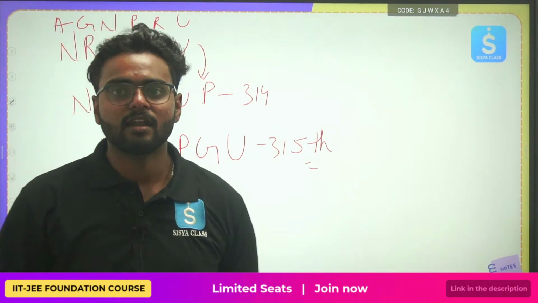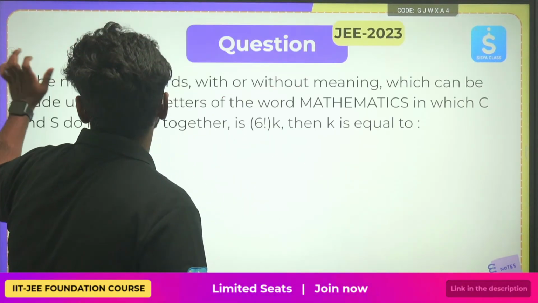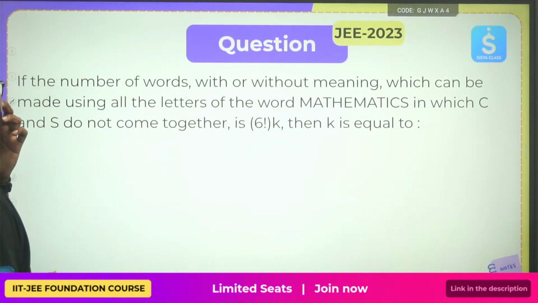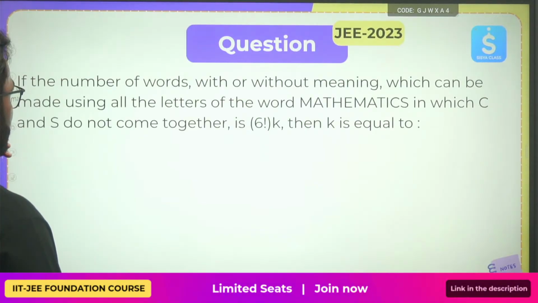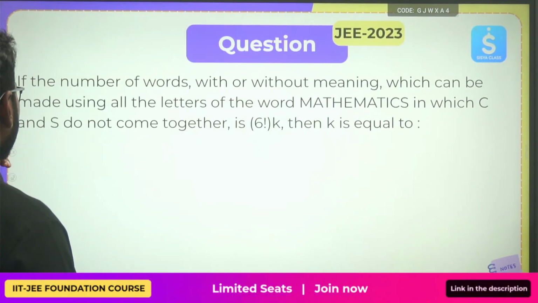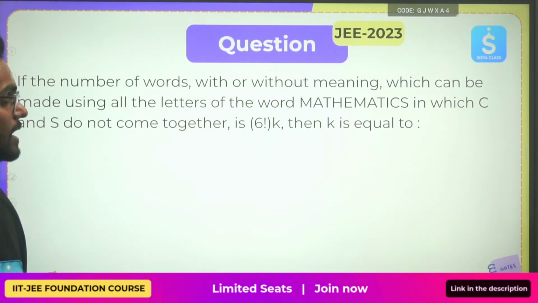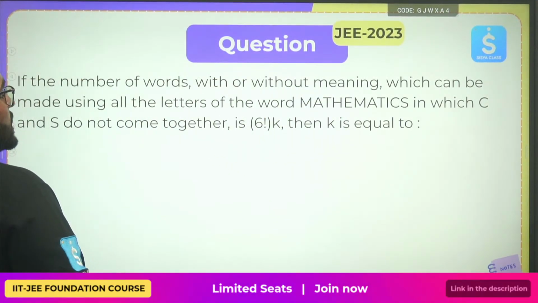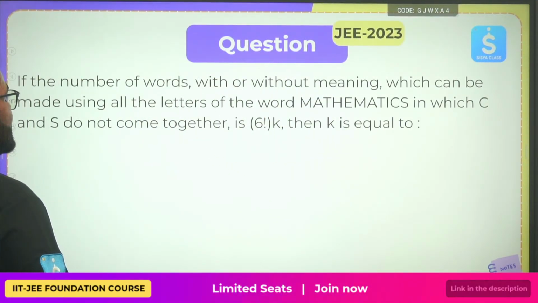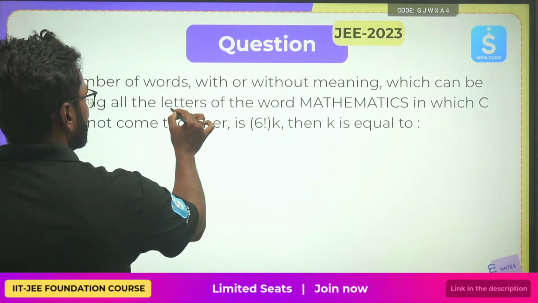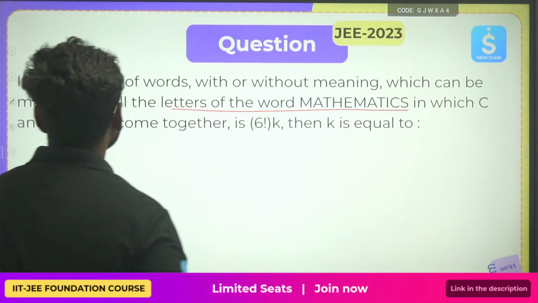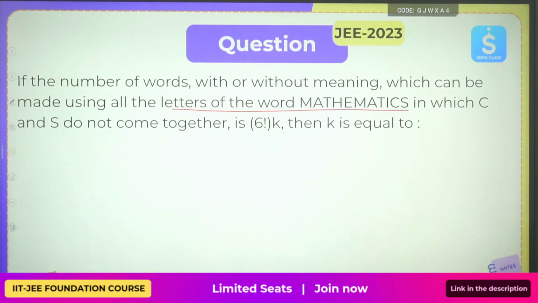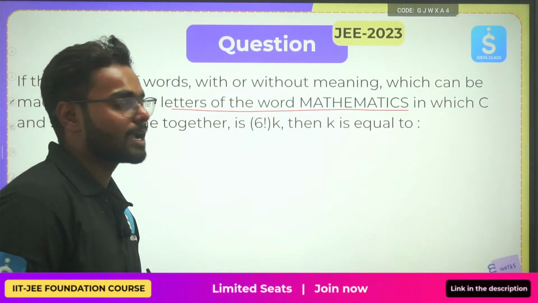This is the 315th term. Coming to the next question. Now, if the numbers of the words with or without meaning, which can be made using all the letters of the word mathematics, in which C and S do not come together. C and S do not come together.